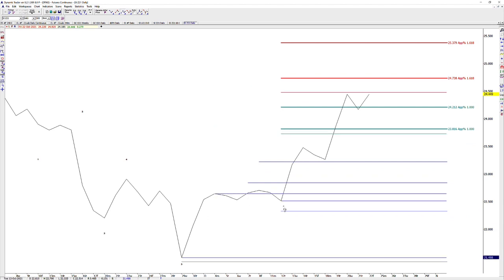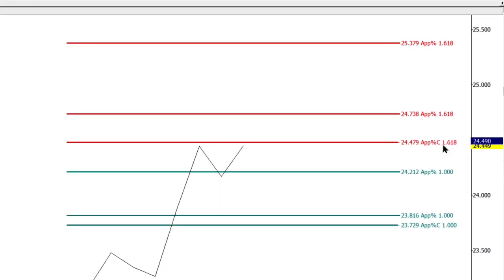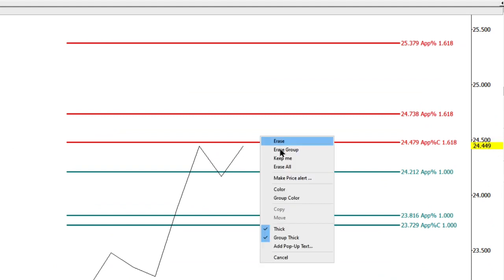And that would be right at this level, again, right about where the market is based on closes. So I'm going to keep these levels.